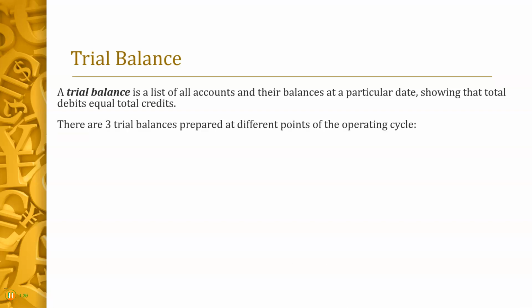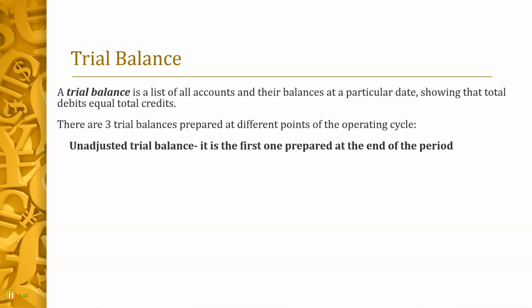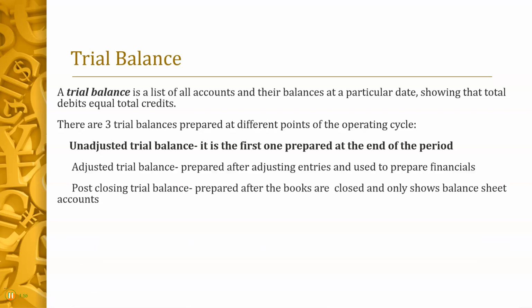There are 3 trial balances that are prepared at different points of the operating cycle. The one we're looking at today is the unadjusted trial balance. It is the first one prepared at the end of the period. This trial balance we're going to use to make sure debits and credits equal, our balances are normal, and to see if we have to make any adjustments. Have we earned any income? Have we incurred any expenses that were not recorded during the month?